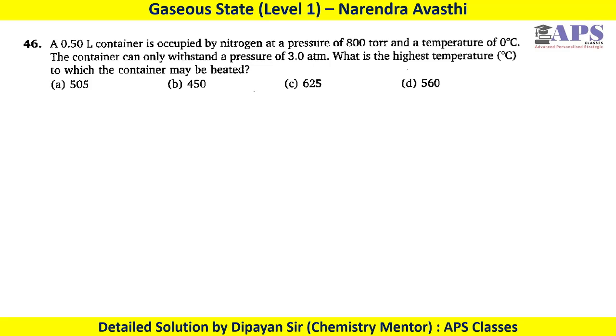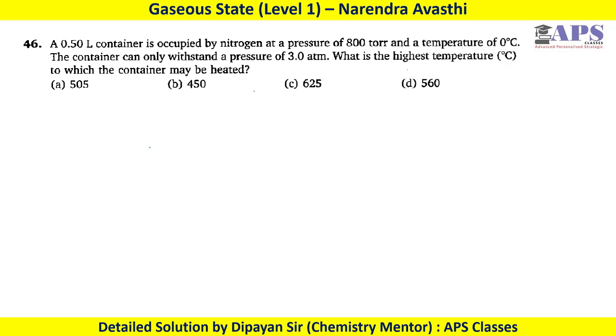In question number 46, a 0.5 liter container is occupied by nitrogen at a pressure of 800 torr and a temperature of 0 degree centigrade. The container can only withstand a pressure of 3 atm. What is the highest temperature to which the container may be heated?